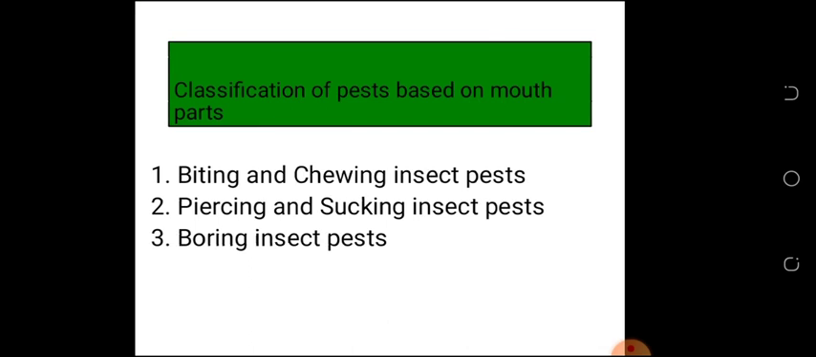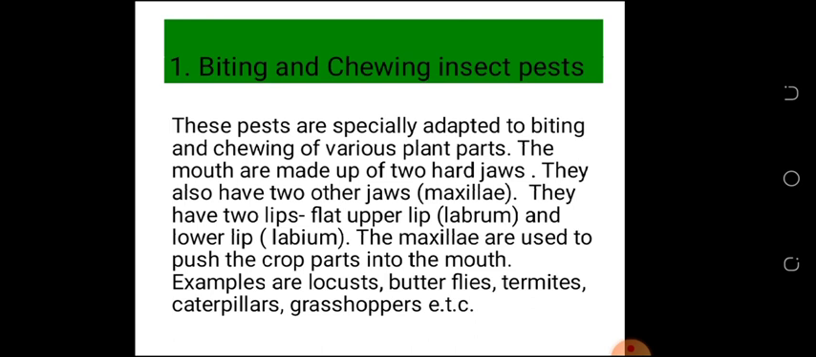Classification of pests based on mouth parts. We have three main classifications. The first one, biting and chewing insect pests. The second one, piercing and sucking insect pests. And the third one, boring insect pests. So let's look at the first one, biting and chewing insect pests.